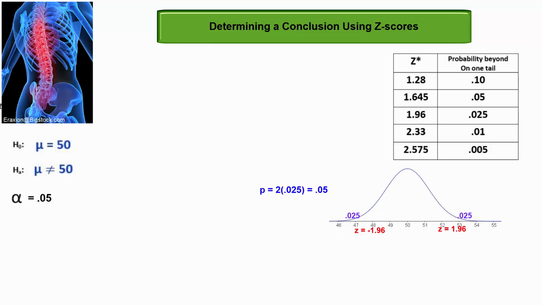So what is the critical z-score for a two-tailed test run at the 5% level of significance? It's z star equals plus or minus 1.96. Anything beyond this on either tail should only occur a combined 5% of the time due to random chance.